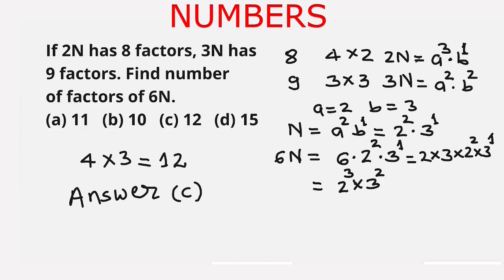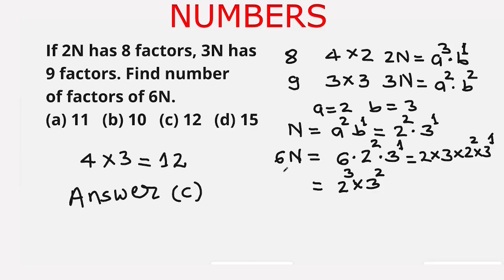If 2n has a to the power 3 and b to the power 1, it means that 2 has merged in a. So n is a to the power 2 and b to the power 1. So this is equal to 2 to the power 2, as a equal to 2, and b is 3, so it is 3 to the power 1.